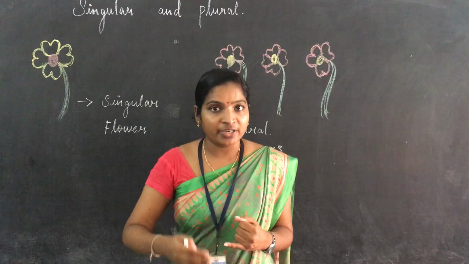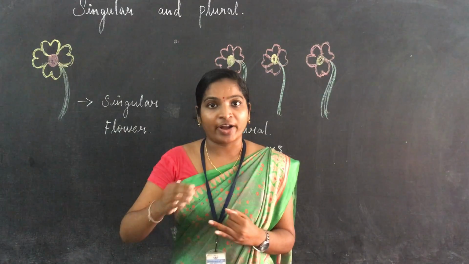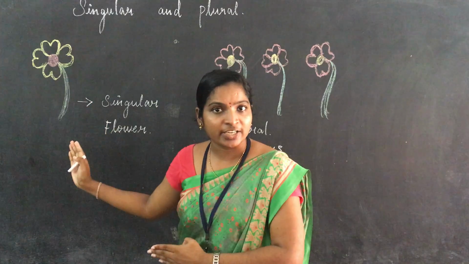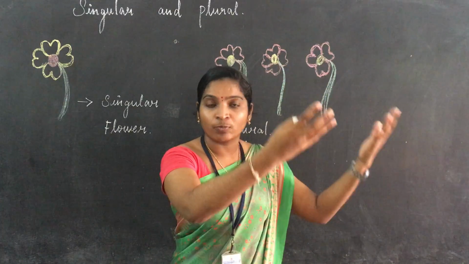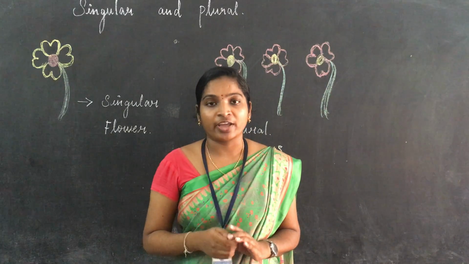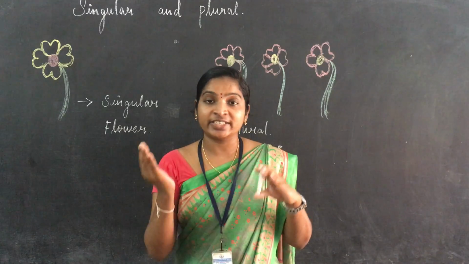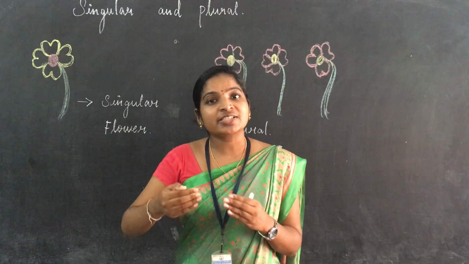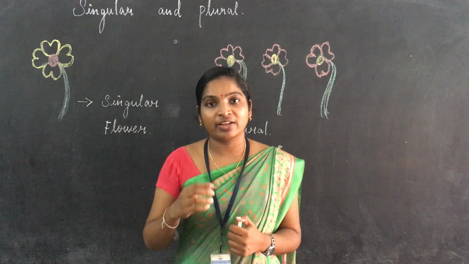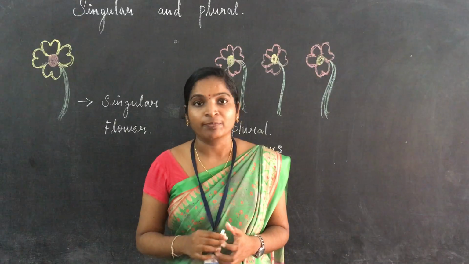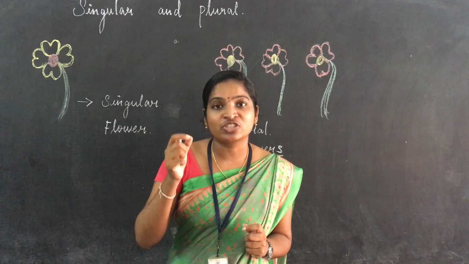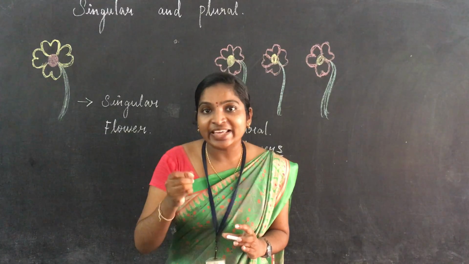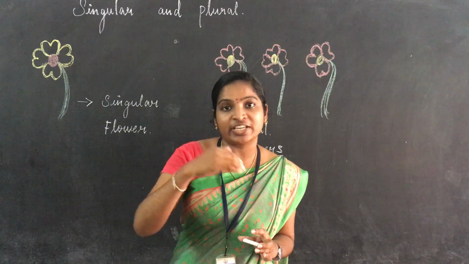Whether it may be a person, thing or animal, anything else. If it refers to only one, that is singular. If it refers to more than one, that is plural form. This is the general rule which you studied in grade 1 itself. The same thing they mentioned, but with some rules. Let us learn what the rules are. We have to add es to change singular nouns into plural.